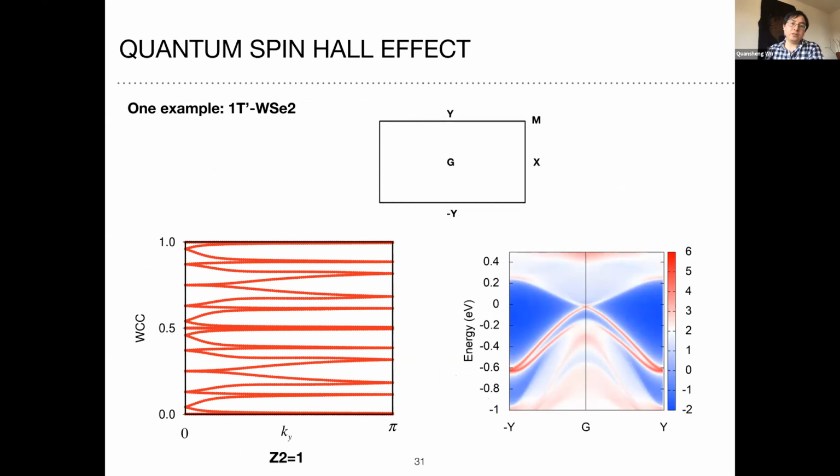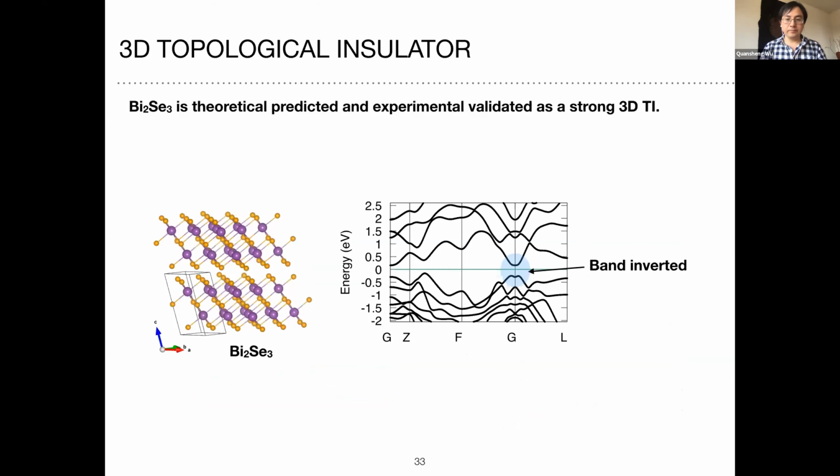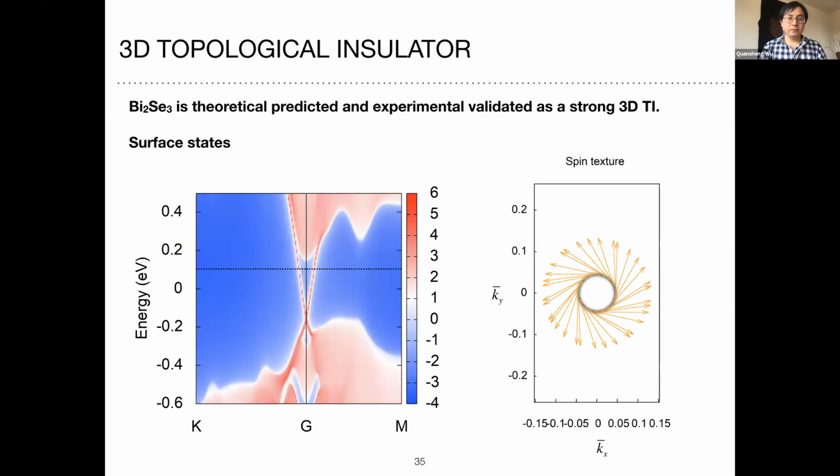Okay, this is the Wilson loop of the 1T prime tungsten telluride. If you look at the Wilson loop, it's connected. The connection of the Wilson loop is the same as the connection of the edge states. Okay, due to the time limits, I will just skip the 3D topological insulators. In the 3D topological insulator, it's a little bit more complicated because the topological number will have 4 indices. And we will study this system in the tutorial.